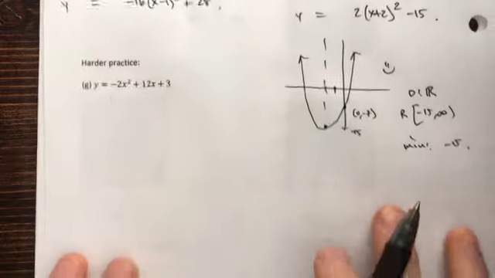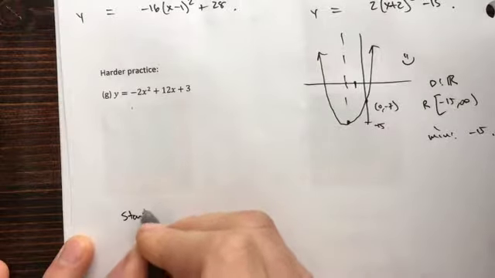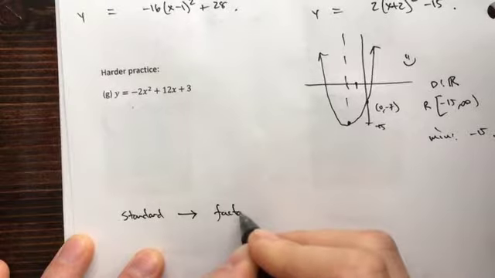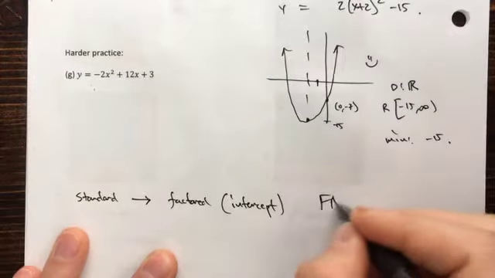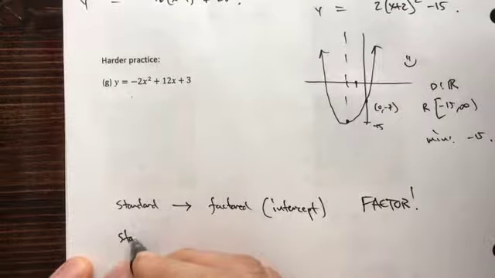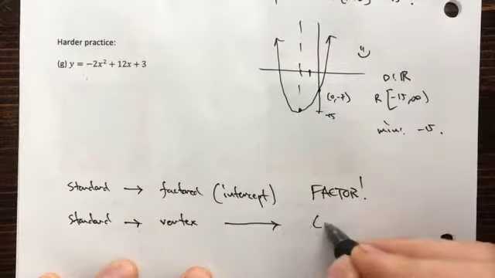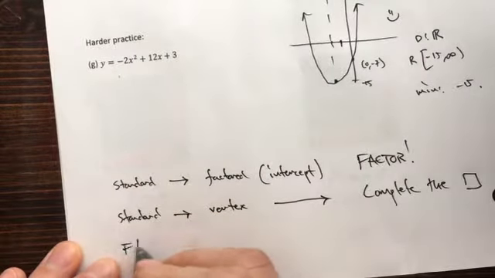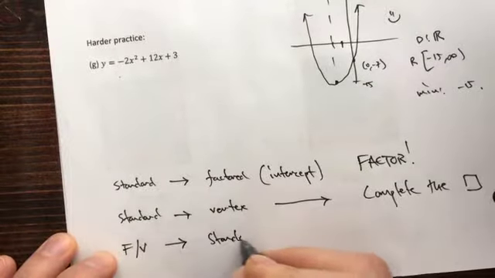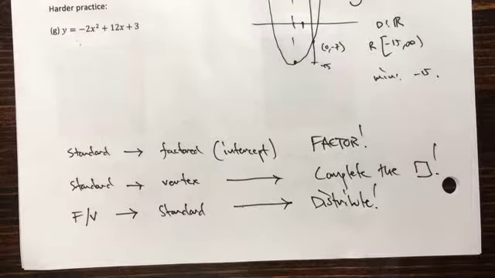And I guess just as a summarization, we want to remember that to go from standard to factored, which is also sometimes called intercept because it gives us the x-intercepts, you factor. To go from standard to vertex, it's called vertex because it gives us the vertex, you complete the square. And to go from factored or vertex to standard, you distribute. So these are skills that we want to have when we're dealing with quadratics.